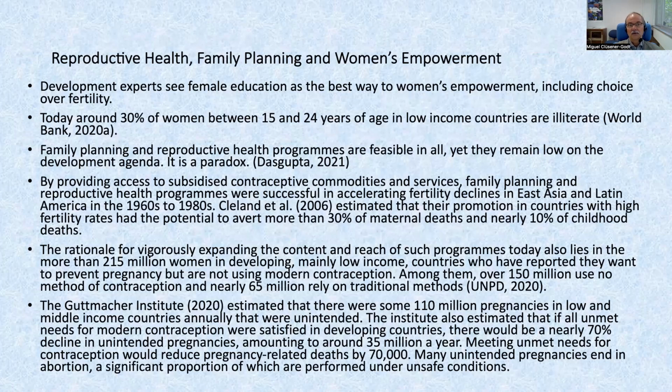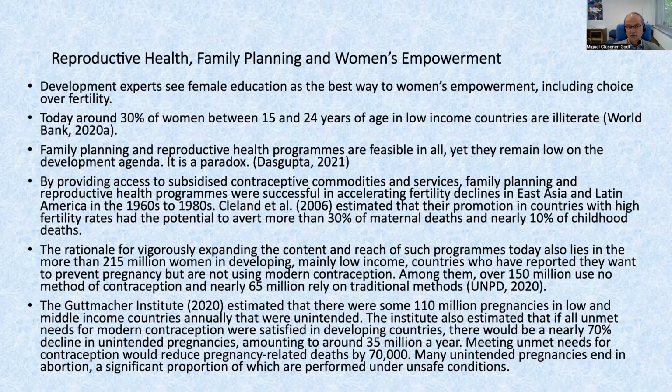And this concerns reproductive health, family planning, and women's empowerment, particularly in developing countries. Talking about female education as really the best way to women's empowerment, including their deliberate choice of fertility. So I think future governments should invest by far more in that. 30% of women in low-income countries that are between 15 and 24 years old are, for example, illiterate. This cannot continue like that.